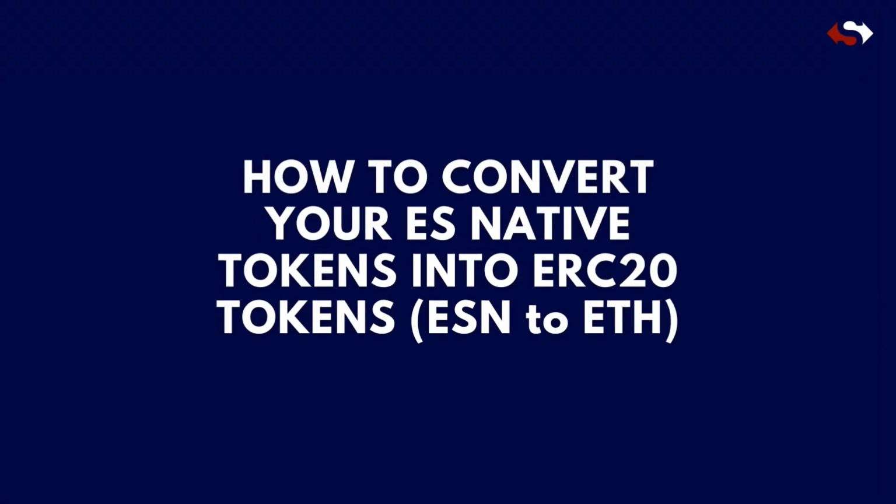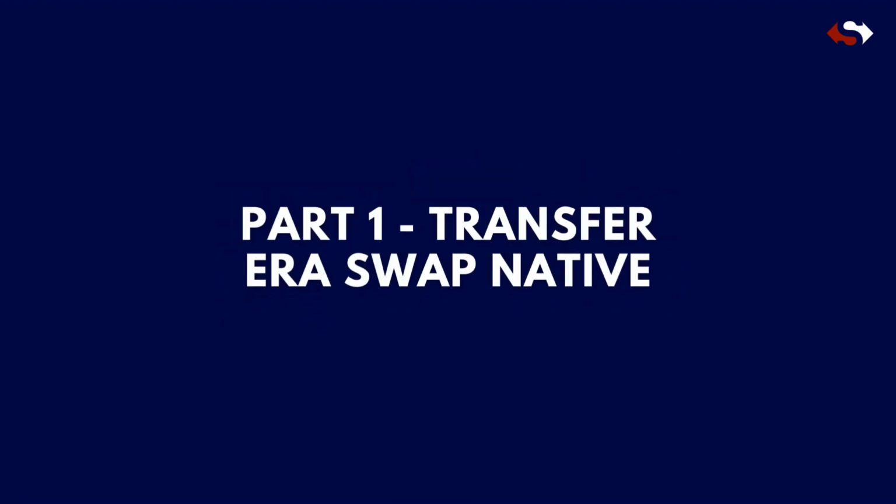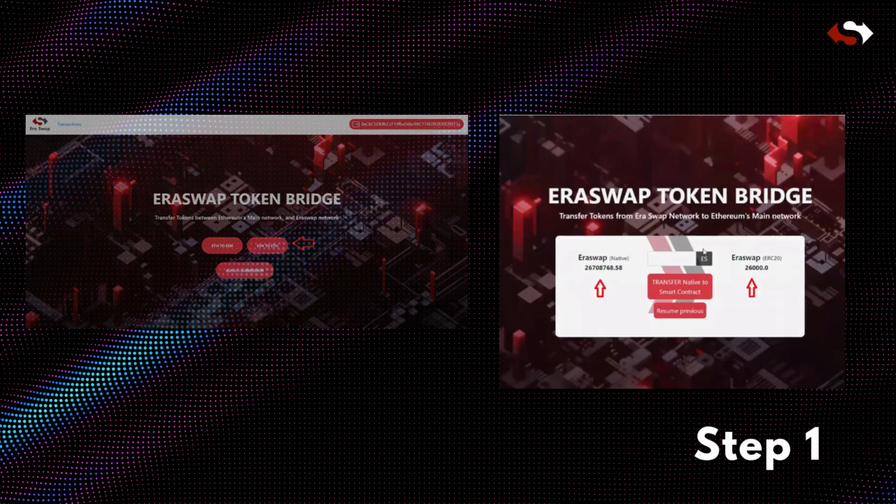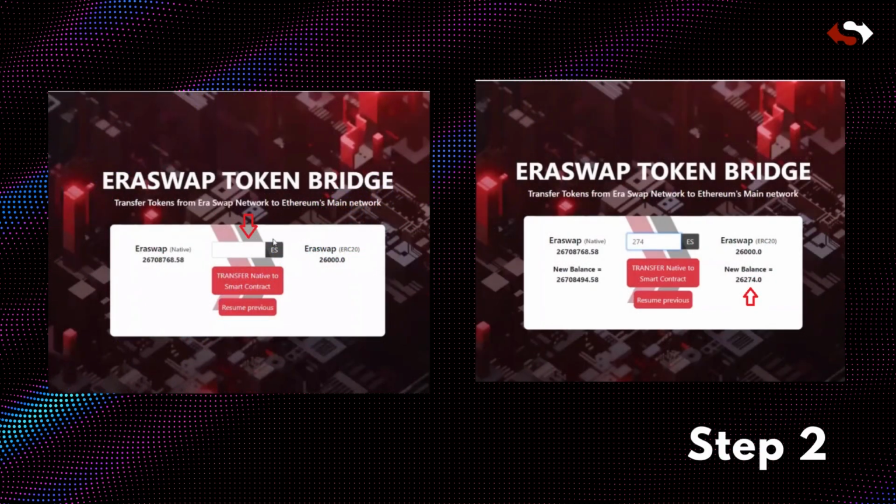How to convert your ES native tokens into ERC20 tokens, ES into ETH. Part 1. Transfer Eraswap native. Step 1. Click on ES into ETH. Here you can see your Eraswap native and Eraswap ERC20 balance. Step 2. Enter the amount you want to convert. Here you can see the updated amount before converting.